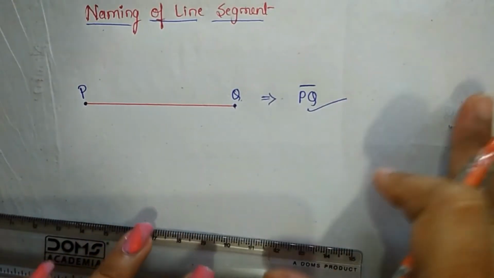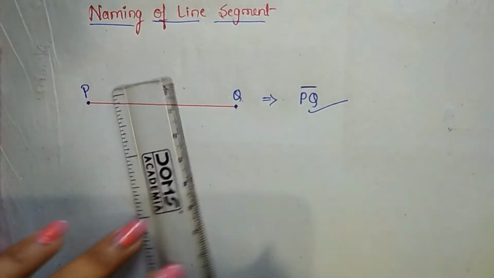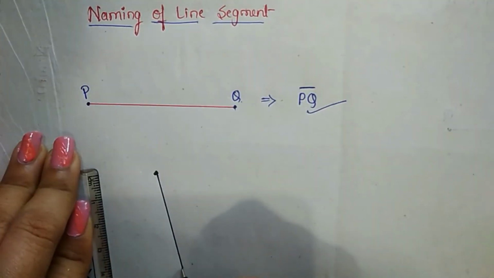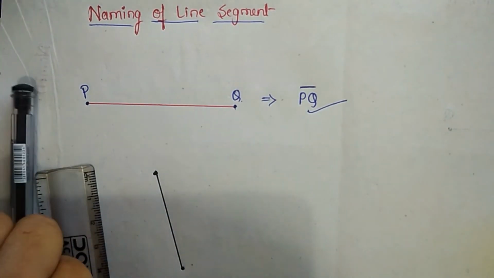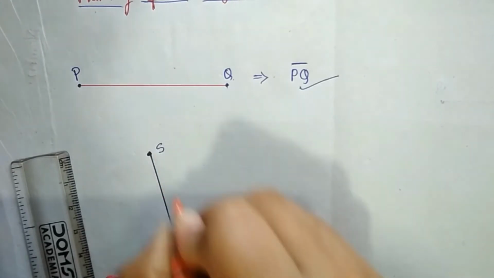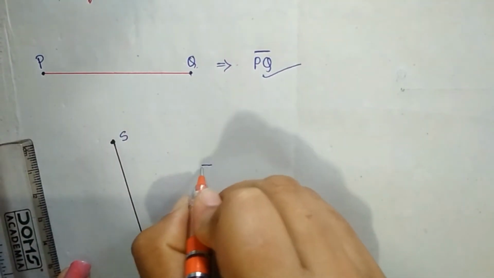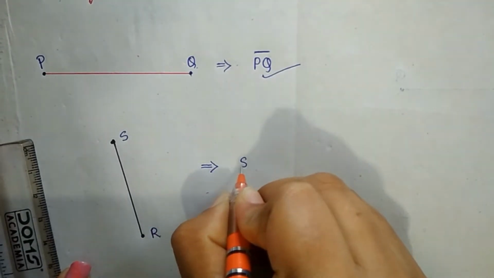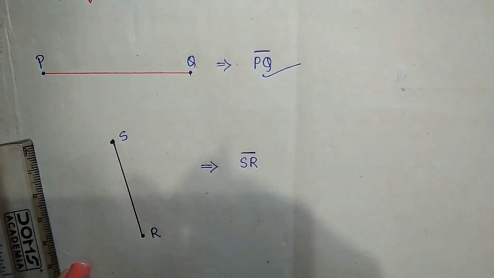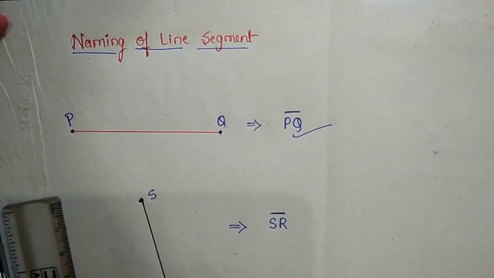Okay, one more example I'll take. If I draw one more line segment having 2 points, then you can take any English alphabets, like I will take S and R. So what will we name this line segment? We'll name it S and R. On that head we should keep a bar. Okay, now how to measure the line segments, we have to study.